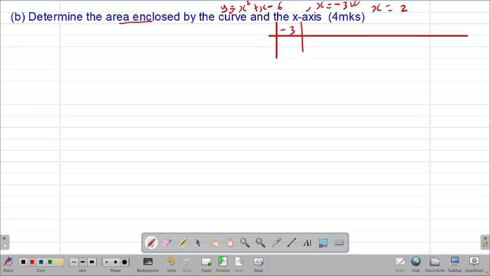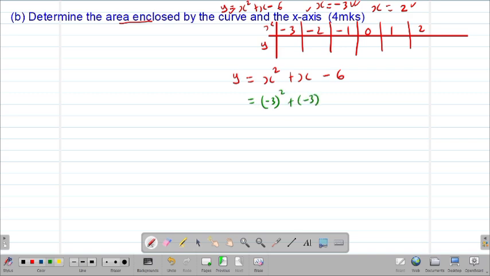So we'll have negative 3, then negative 2, then negative 1, then 0, then 1. The largest value of x, of course, is a positive 2. The equation was y is equal to x squared, then of course plus x, then minus 6. So if I substitute when x is negative 3, this is what I'm going to have. So this will be negative 3 squared, then of course plus negative 3, then minus 6. So negative 3 squared is 9, then minus 3, then minus 6. So 9 minus 3, I'm going to get 6. So 6 minus 6 gives me 0.